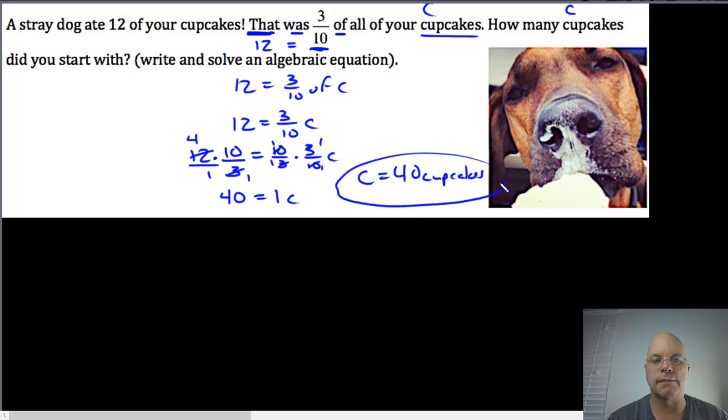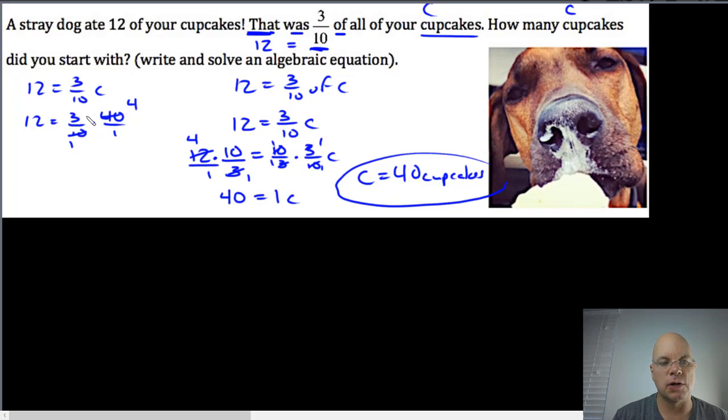If we check it, 12 should equal 3/10 c, so 12 should equal 3/10 multiplied by 40, and 10 and 40 have a common factor of 10, so here we get 3 times 4 is 12, so 12 equals 12, so that checks.